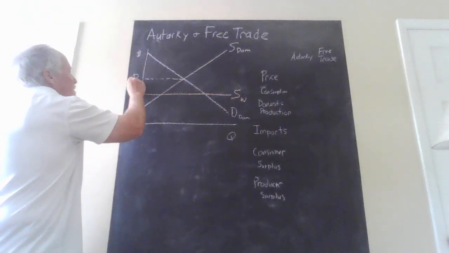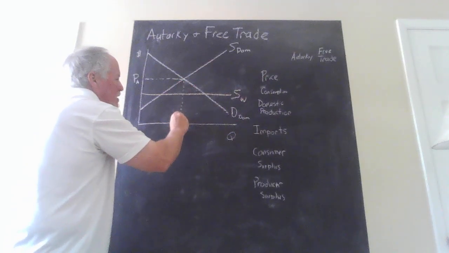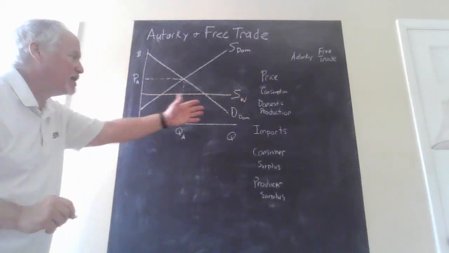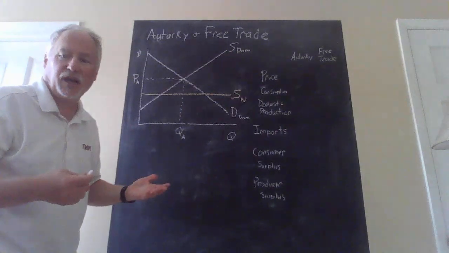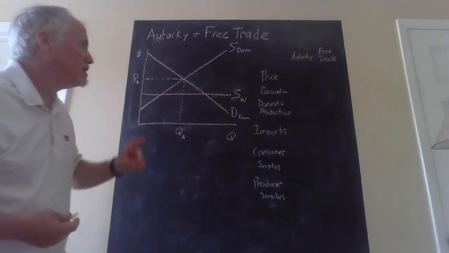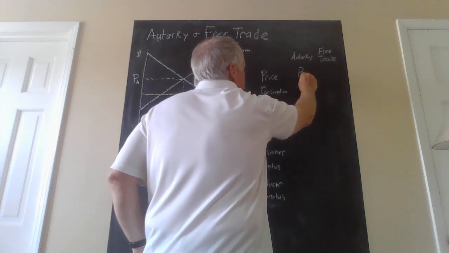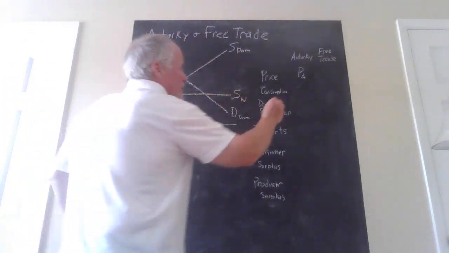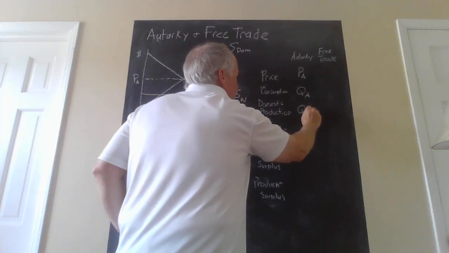And so we'll call that PA, that's the autarky price. And then down here we would get the quantity. This is the price at which the quantity that domestic consumers wish to buy equals the quantity that domestic producers wish to sell at the same price. So we have that. And so we can start filling this out over here of autarky and free trade. The price under autarky is going to be PA. And then we're going to have consumption and domestic production. They're going to be different here in a bit, but in autarky, they have to be the same. So we'll put QA there for both.